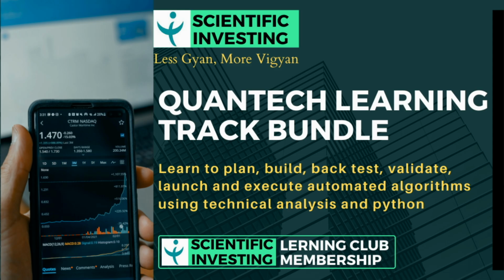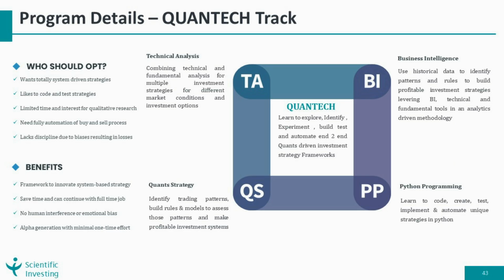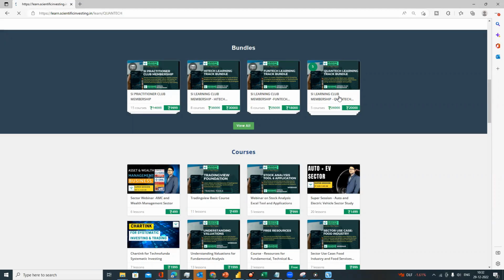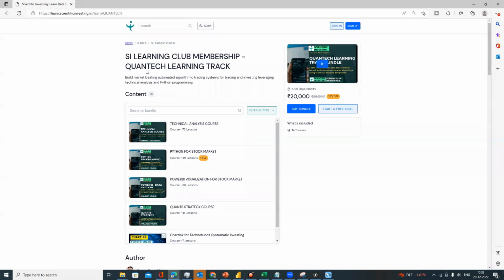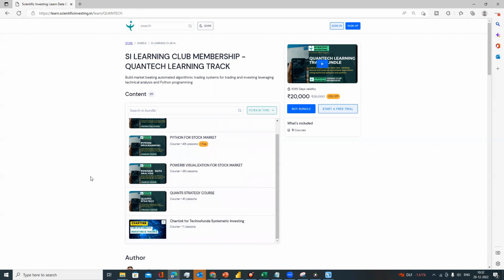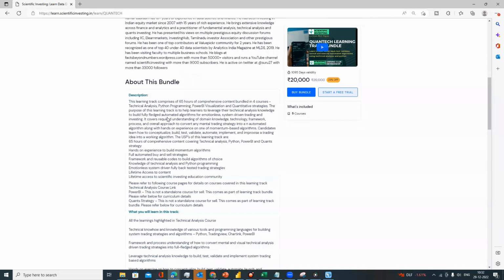In the same way, in QUANTECH, we have the technical analysis course, the Python course, and the Power BI course. Algorithm building requires knowledge of coding, mathematics, statistics, and some specific tools, so we have tried to club it all together in this package. Also, you get a lot of reusable components. The whole Python code we have built for algorithm building is reusable, where more than 50% of the code is reusable.